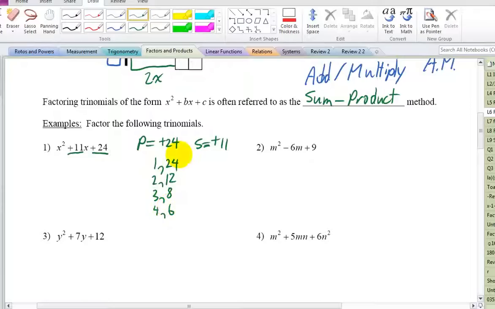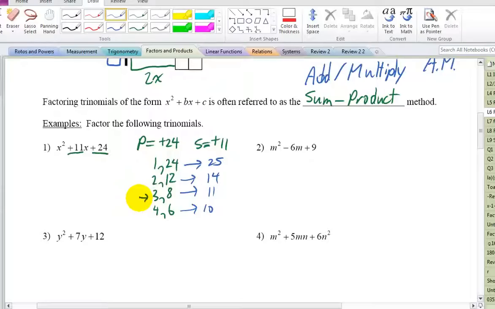Now, which one of these combinations will add to 11? 1 and 24 is 25. You guys didn't even do that one probably. 2 and 12 is 14, 3 and 8 is 11, 4 and 6 is 10. Winner, winner, chicken dinner. 3 and 8.